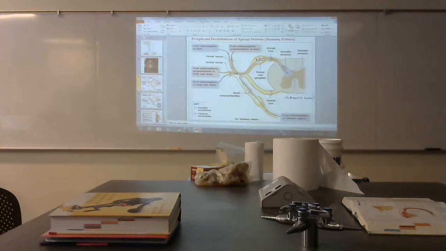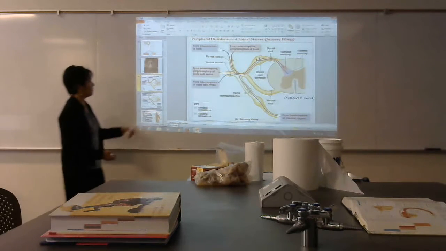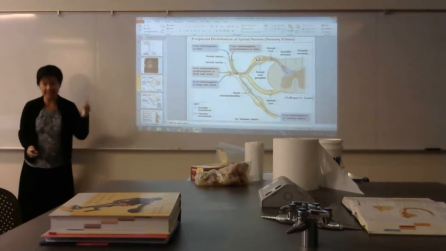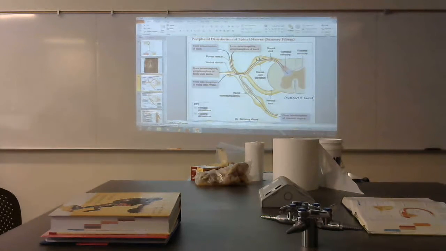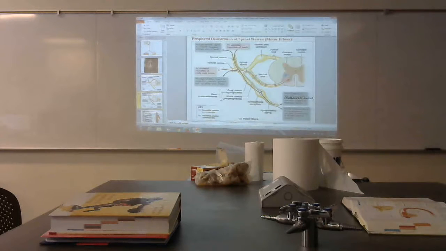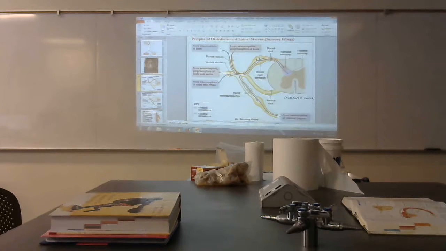See, this is sensory, so there's your dorsal root. See how all the sensory, this is just the sensory part, and the next slide is exactly the same. Look at the next slide, exactly the same. But now it's highlighting the ventral root, the motor. Here, it's just highlighting the dorsal root. But they're all the same roots.